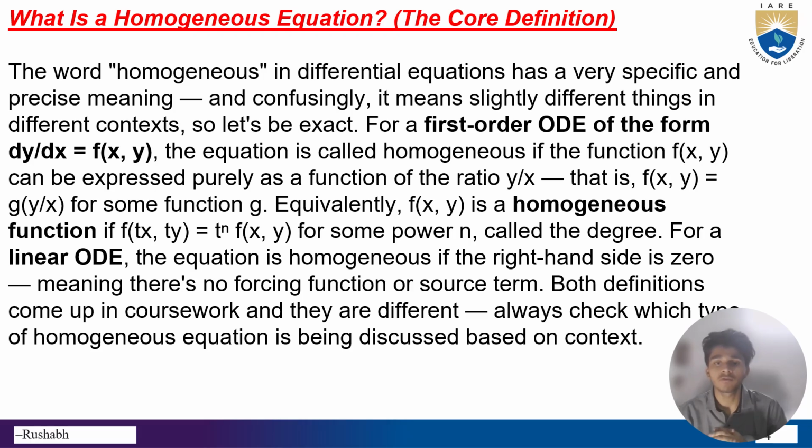Equivalently, f(x,y) is a homogeneous function if f(tx,ty) = t^n f(x,y) for some power n called the degree. For a linear ODE, the equation is homogeneous if the right hand side is 0, meaning there is no forcing function or source term. Both definitions come up in coursework and they are different. Always check which type of homogeneous equation is being discussed based on the context.